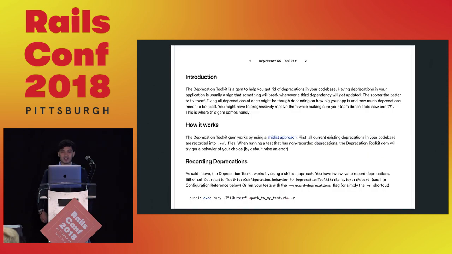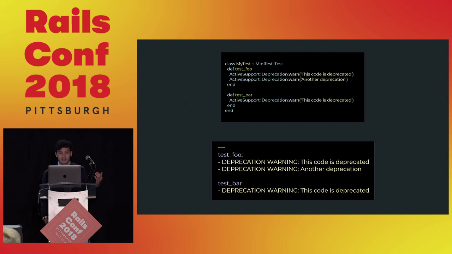So to help with this, we created a deprecation toolkit gem. That gem works by recording all the current deprecations that you have in your system for a given test, and recording everything inside YAML files. The next time tests are run, the toolkit will compare the deprecations that were recorded against the ones that were actually triggered. If there is a mismatch, that means a deprecation was introduced. So this gem is basically a way for us to stop the bleeding while we work on fixing existing deprecations. If that's something you are interested in, we are going to open source this gem in a couple weeks.